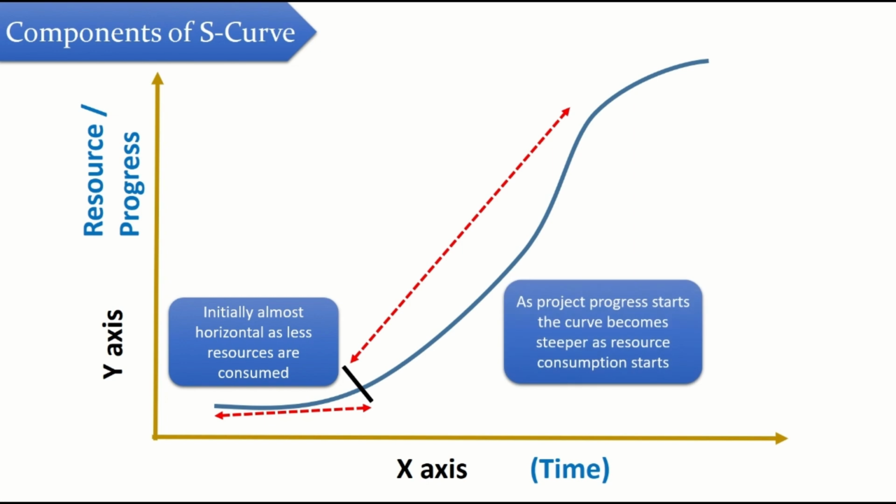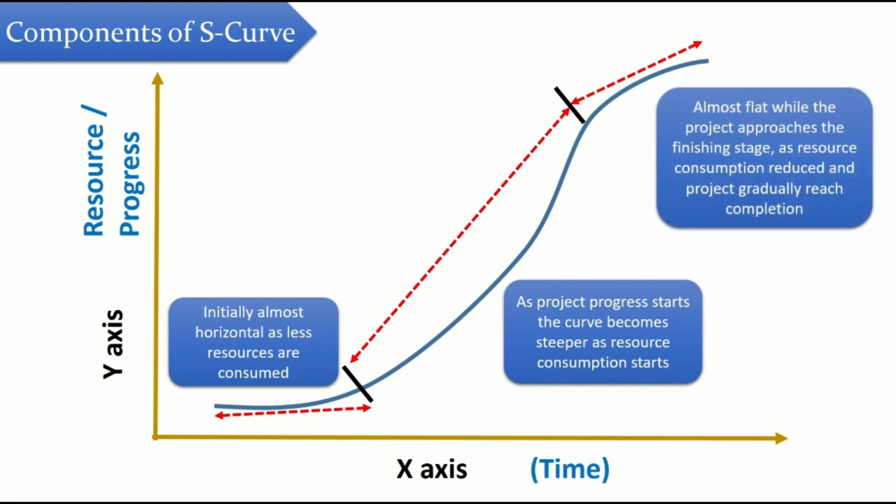Then comes the actual project execution phase. When the project progress starts, the curve becomes steeper as resource consumption starts and increases with time. And this is the time when the project approaches completion. The curve is almost flat in this phase as resource consumption is reduced and the project gradually reaches completion. These are the different components of an S-curve.